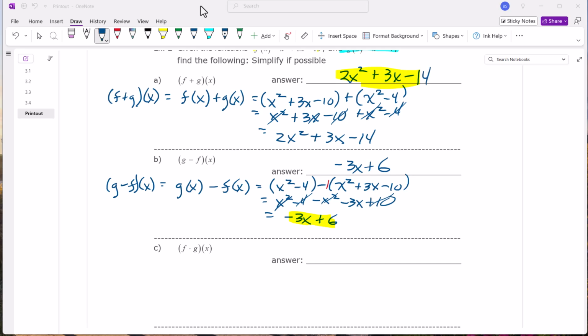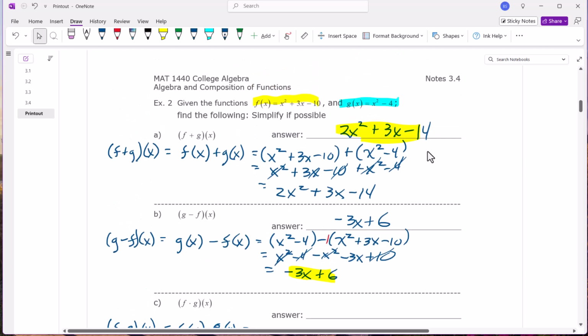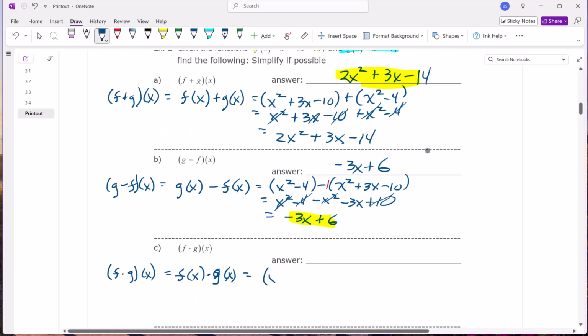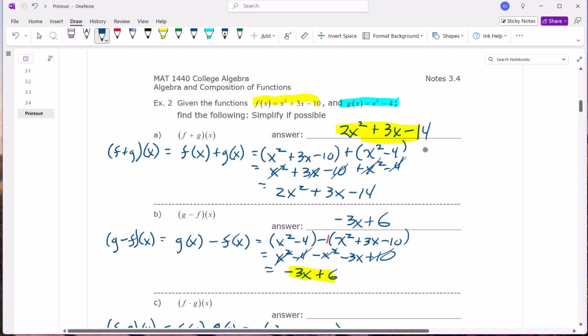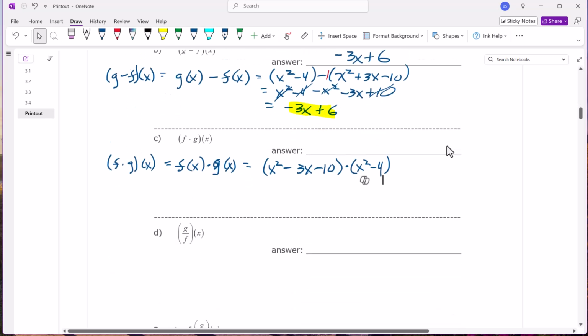Next one, we are multiplying. So if we do f times g of x, we're simply going to take f of x, and we're going to multiply that by g of x. Okay, so if I do this, f of x is x squared plus 3x minus 10. G of x is x squared minus 4. So we have to multiply this out.